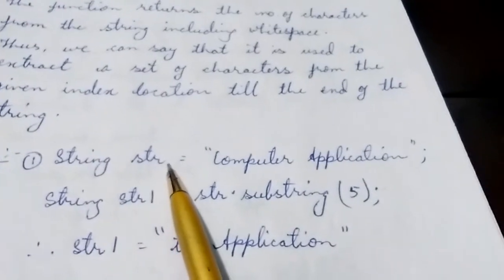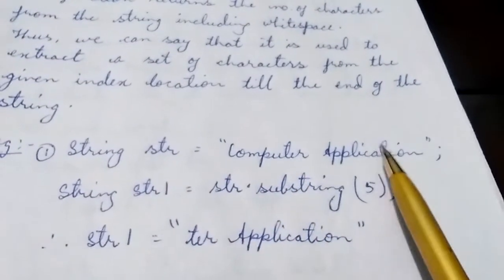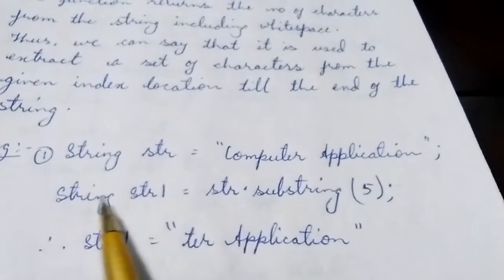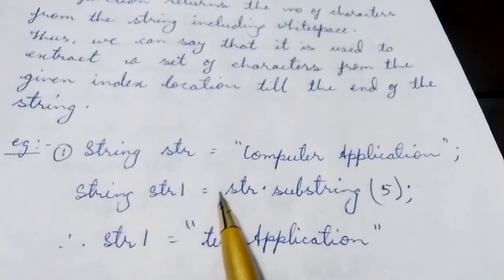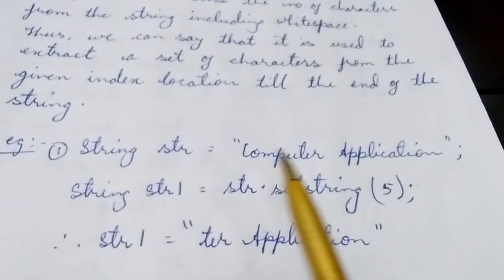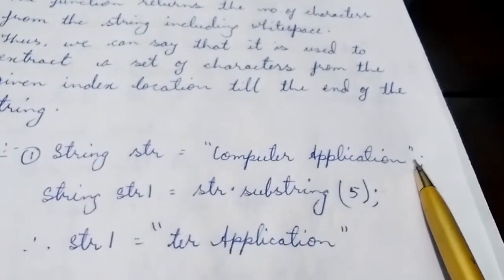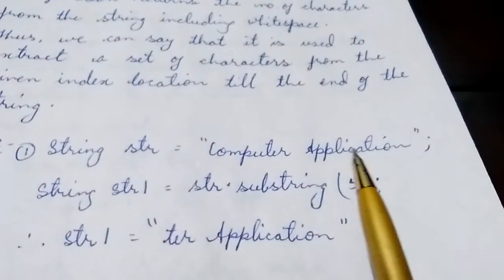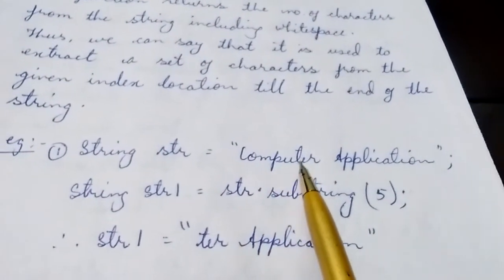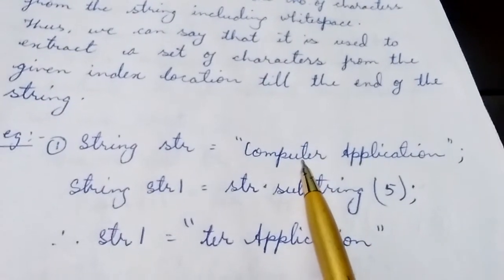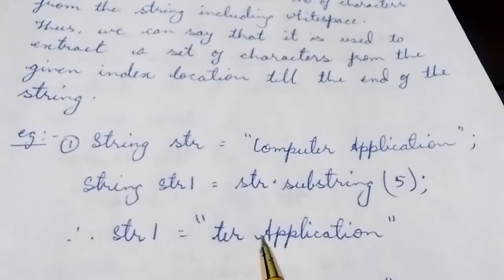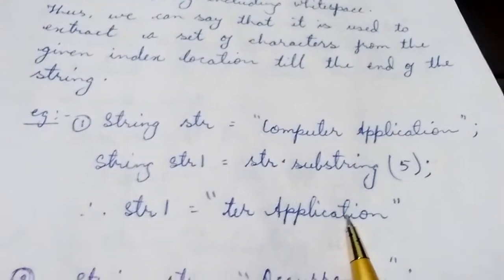String str equals "computer application". There are two words in it, and we are going to extract String str1 equals str.substring(5). It means from the 5th index location till the end of the string we are extracting. So we see 0, 1, 2, 3, 4, 5. We are starting with 5 and going till the end. So the answer will be "ter application".